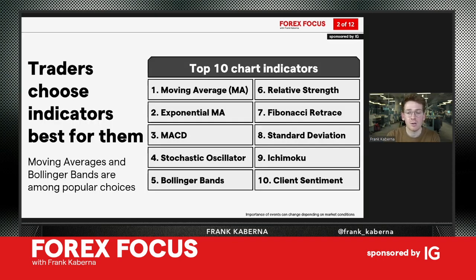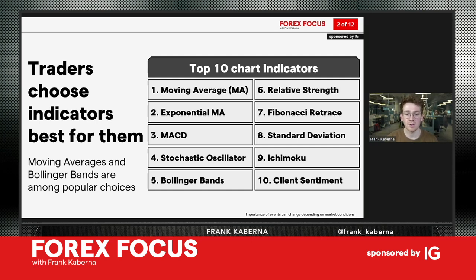But here are those top 10 chart indicators: moving average, exponential moving average, convergence divergence. And as you can see, the top three are all around moving averages. Those are indicators that have been around for so long. The simple moving average has been around for so long and has been so helpful for traders since the start of screen trading decades ago.